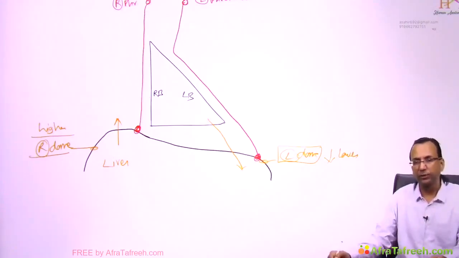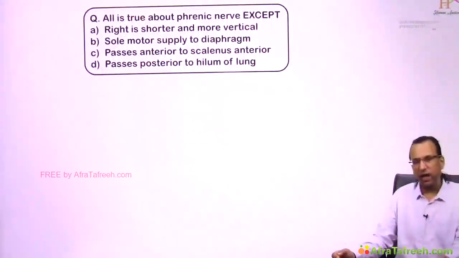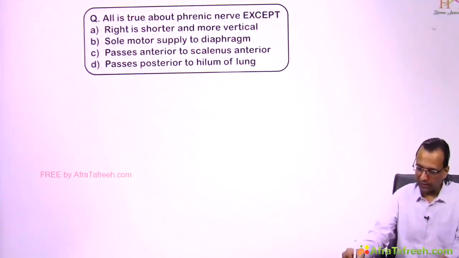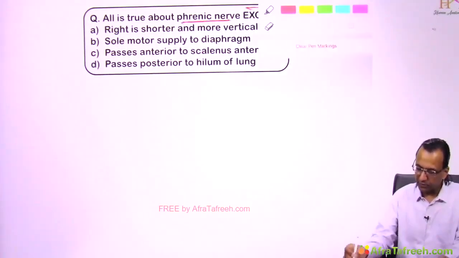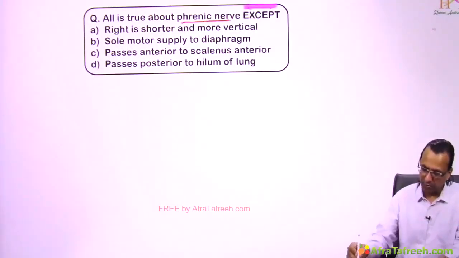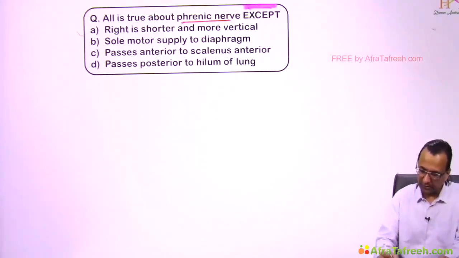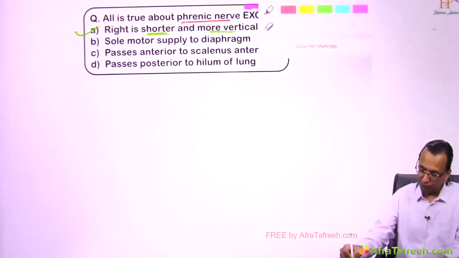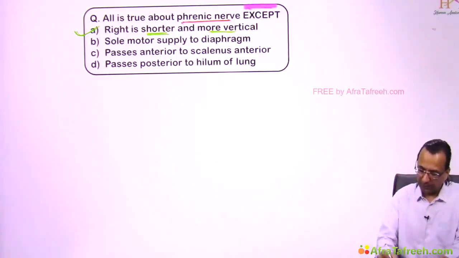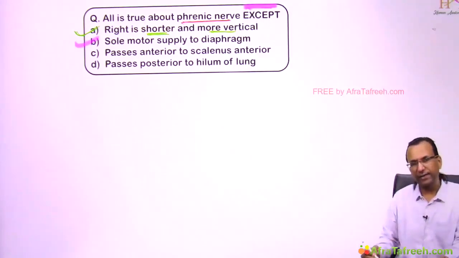These are all MCQs. So what could be the answer to this question? As you are talking about this question, which is asking us about the phrenic nerve, what do you think is the exception? As you are searching for the exception, first of all, you can see that the right phrenic nerve is shorter and more vertical because the right border of the heart is short and more vertical. And what about the sole motor supply to the diaphragm? Yes, it is the phrenic nerve.